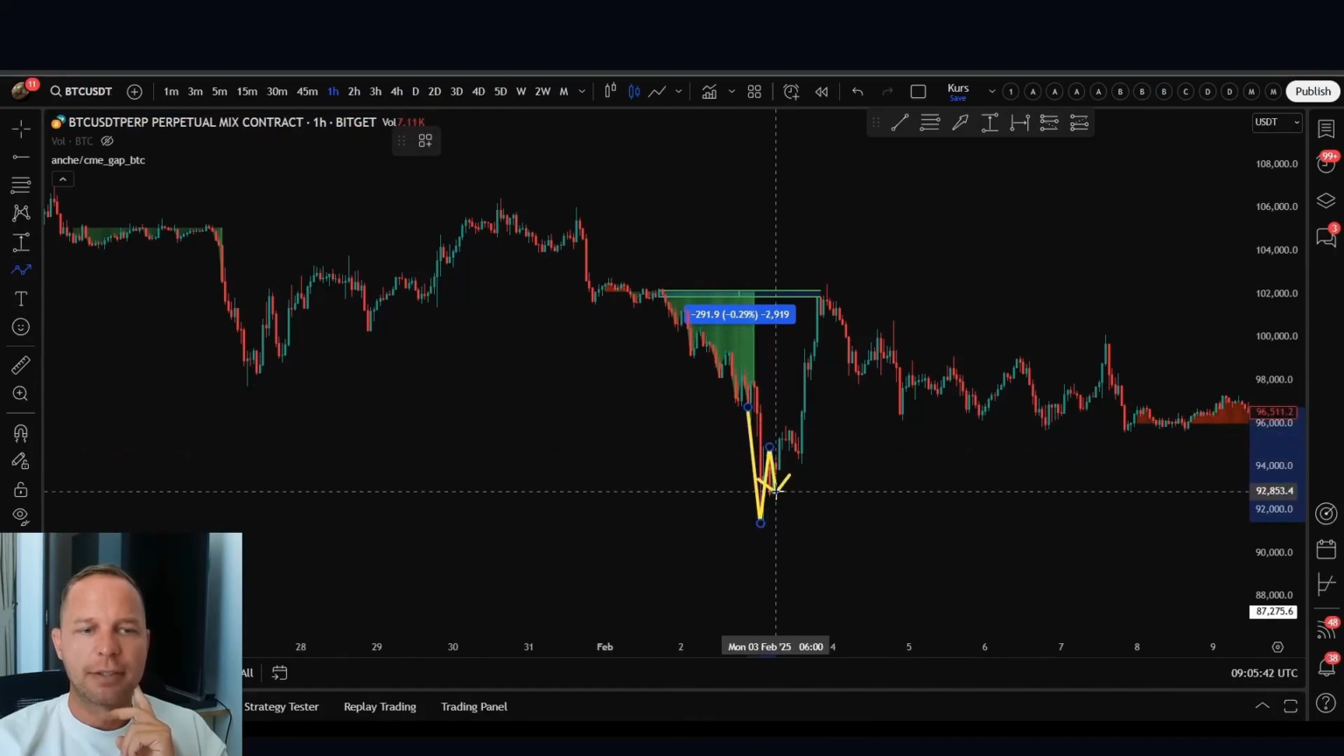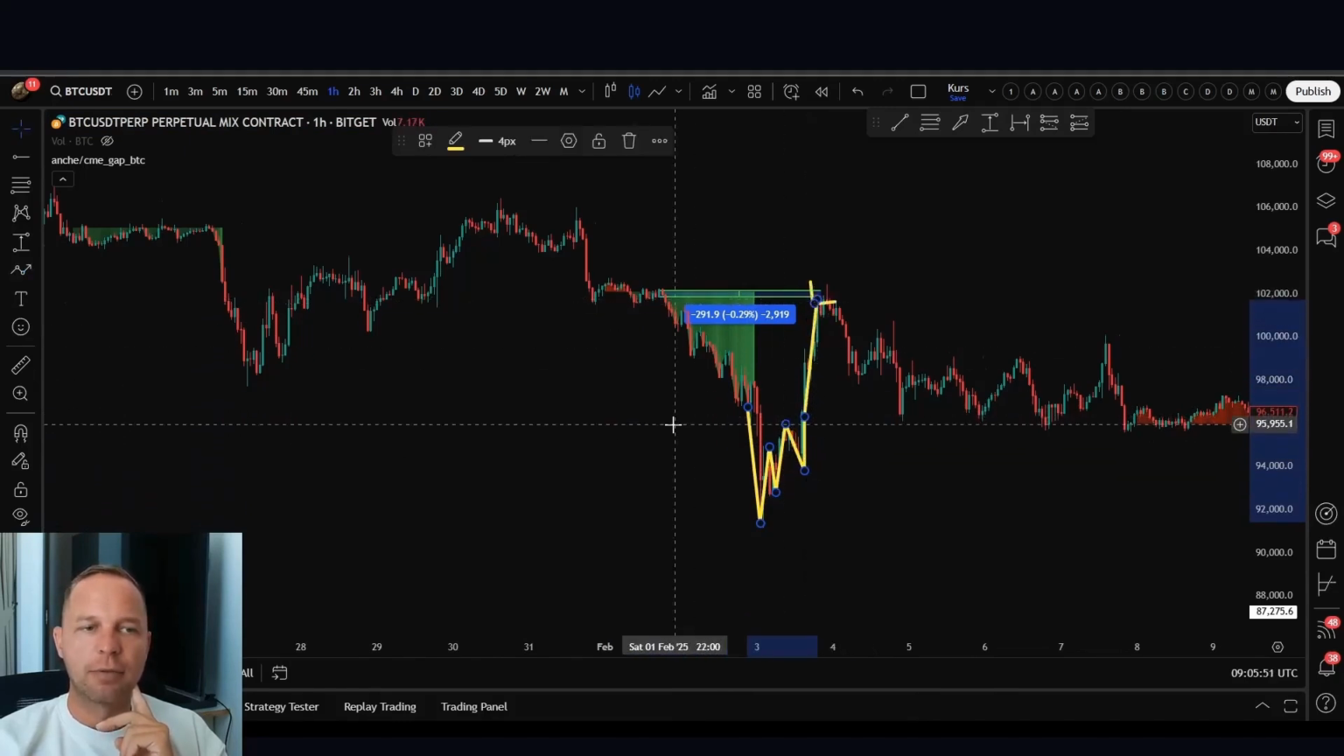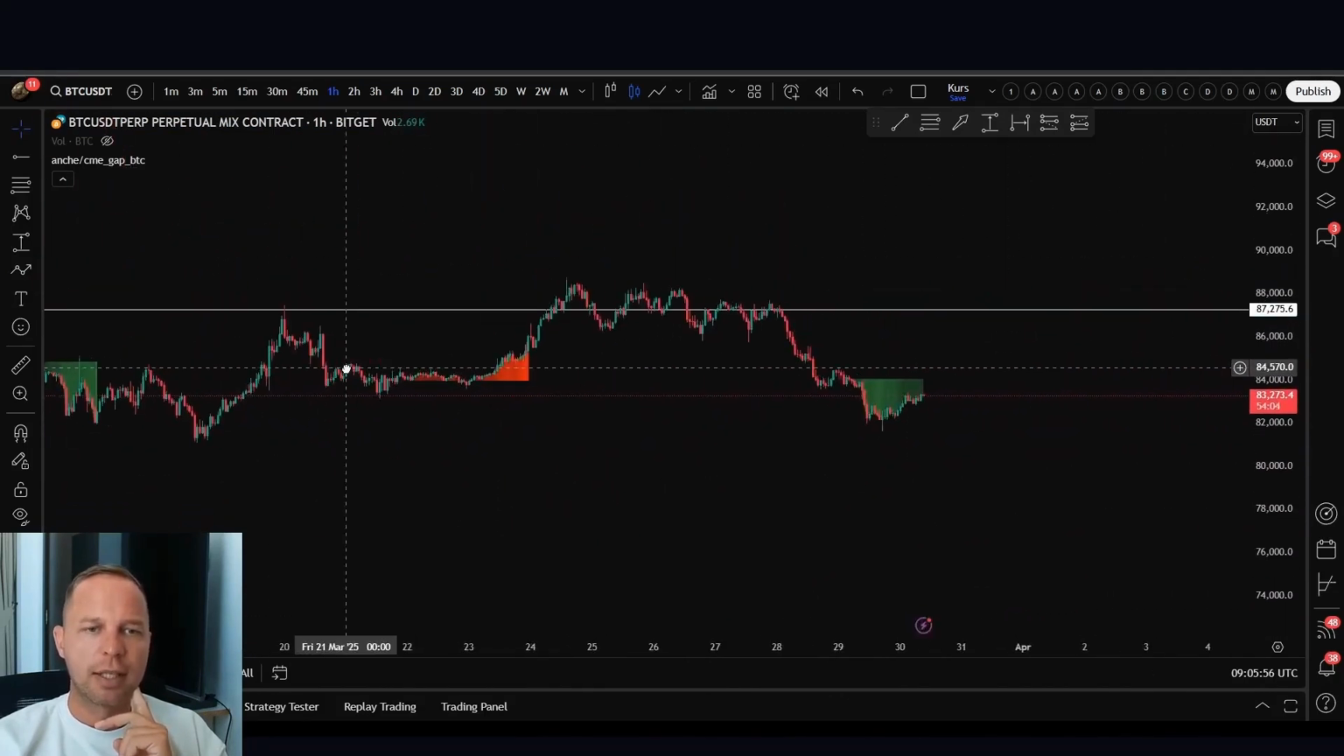And that is what happened here in this case. And then you can say, okay, we are now forming a bullish price action. I could now decide to go long and use the CME gap as take profit, right? For example, that was my last trade that I used here. I also shared that on YouTube.